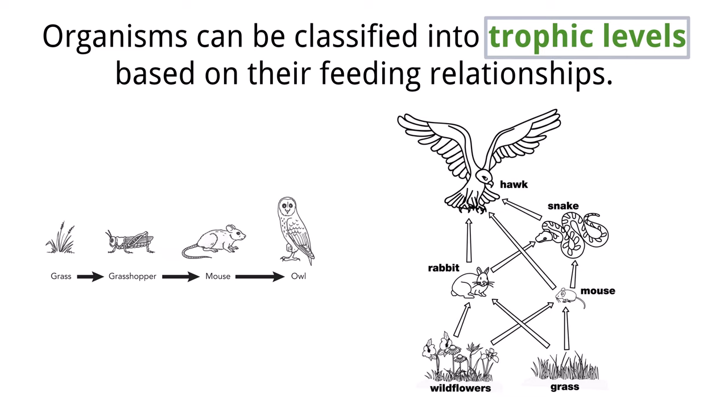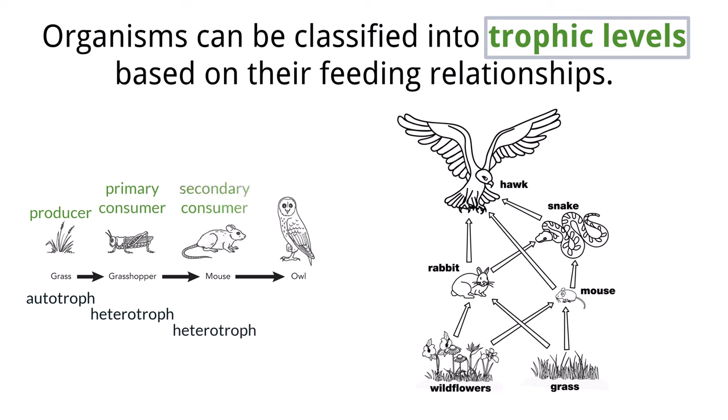If we take a look at the levels within this food chain, at the base level we have the grass, which is an autotroph, and we call that the producer. From there we have the grasshopper, which consumes the producer, so we name it the primary consumer. The mouse eats the grasshopper, making it the secondary consumer, and likewise the owl eats the mouse, making it the tertiary consumer. Within a food chain, the trophic levels are very cut and dry, but they can get a bit complicated when looking at a food web.